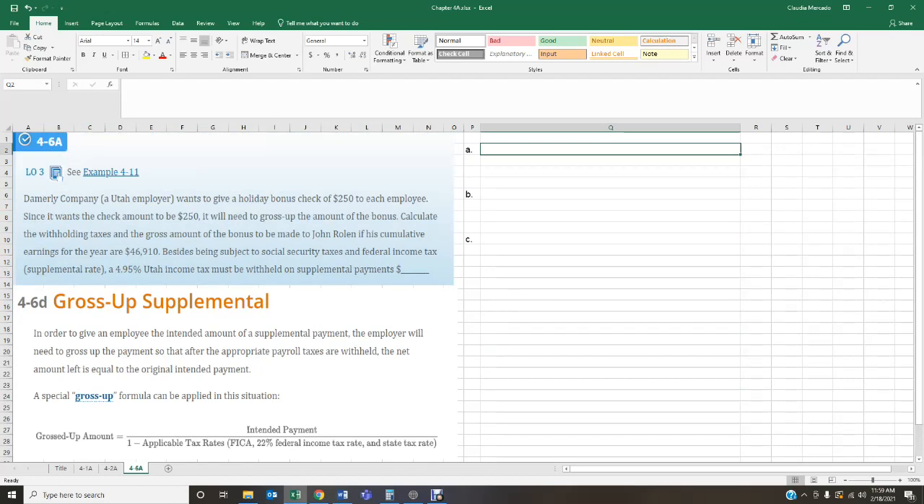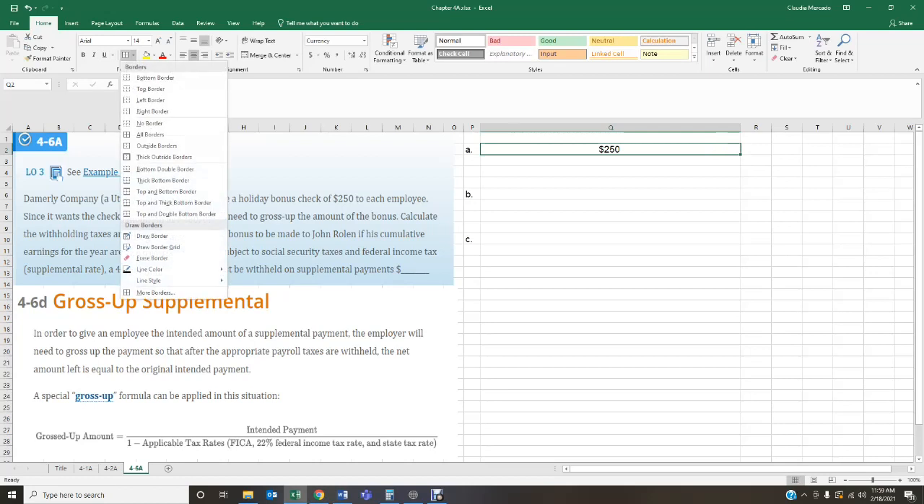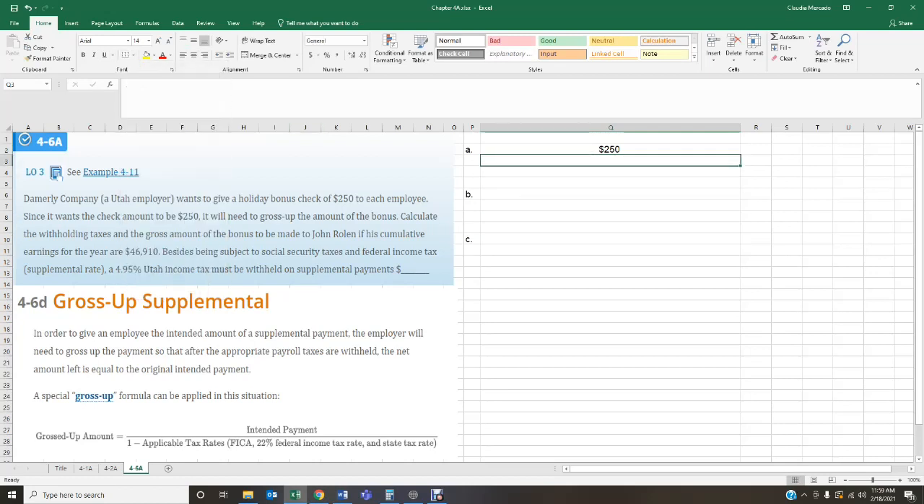The top component of the formula is your intended payment. Our intended payment for these employees is $250, and we're going to divide that by 1 minus the applicable tax rate. Now this is where it gets a little bit tricky, because I see students have issues with percentages. So we want to convert those percentages into decimals. Well, how do we do that?